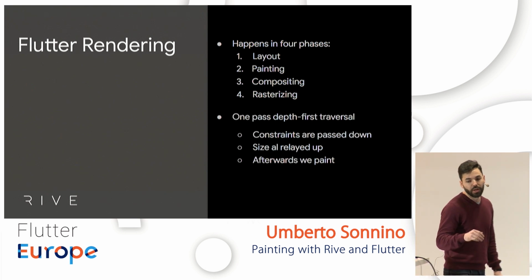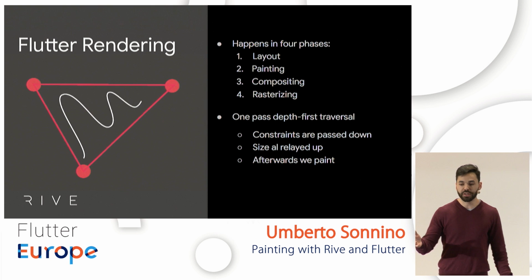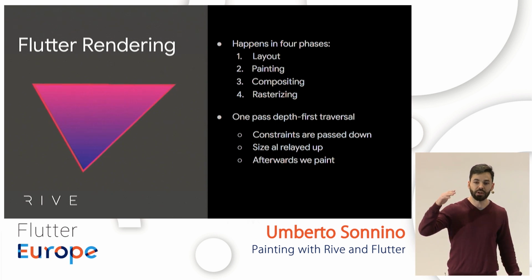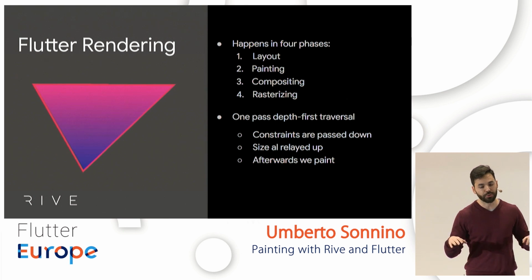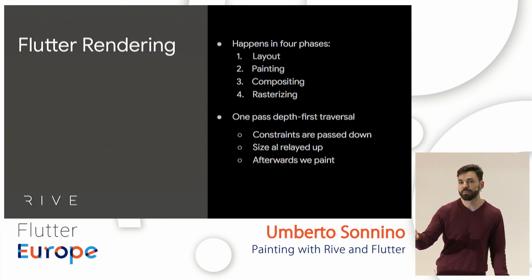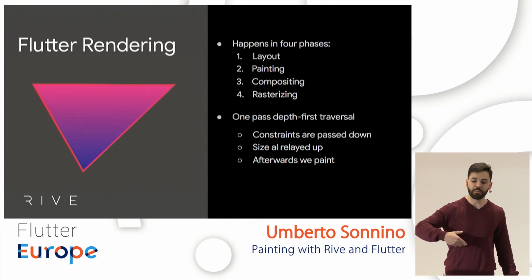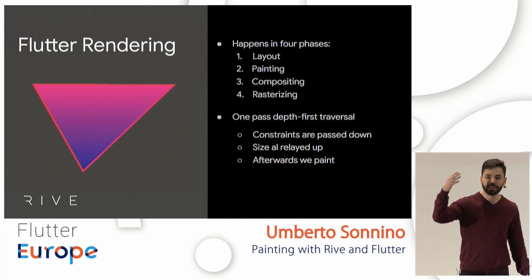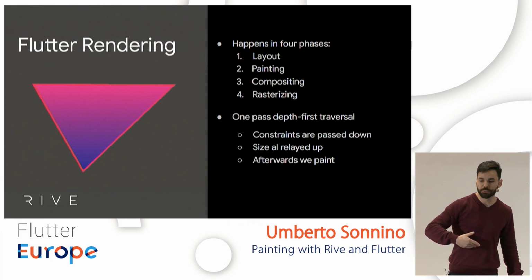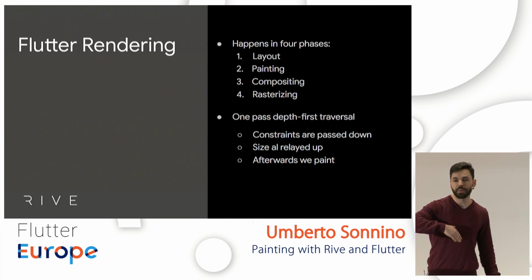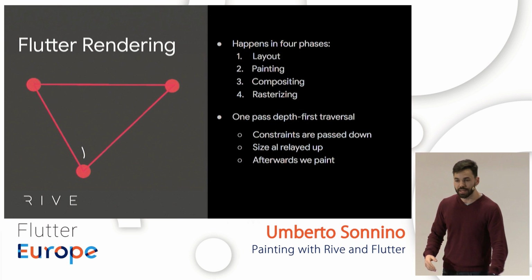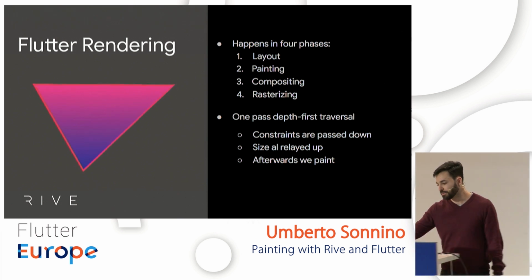So for example, if we are in the layout phase, constraints are going to be passed down the tree, and there's a tree structure for all the tree. You might have built widget tree structures in your app, of course, and constraints are going to be passed down, and once the tree is explored down, the widgets are going to be passing up their sizes, and after that we paint.